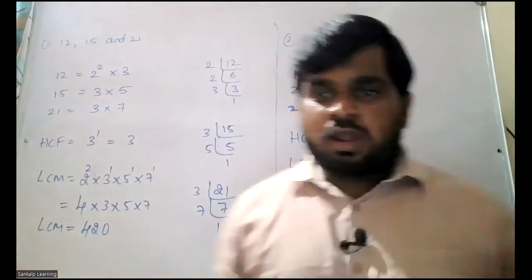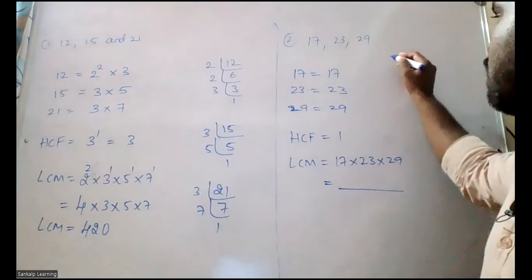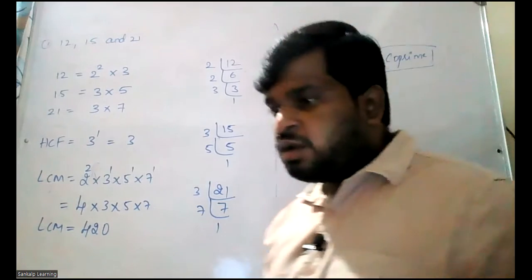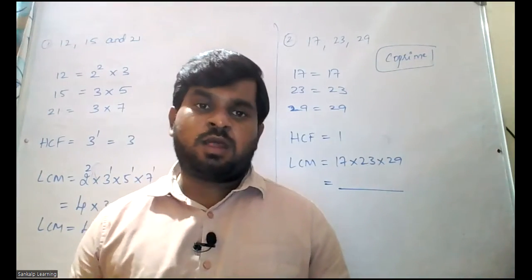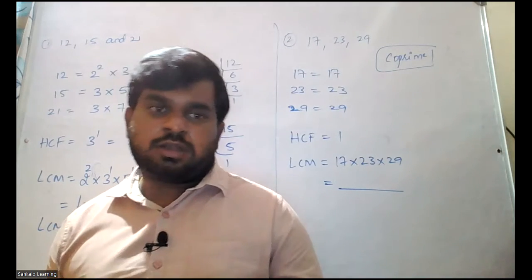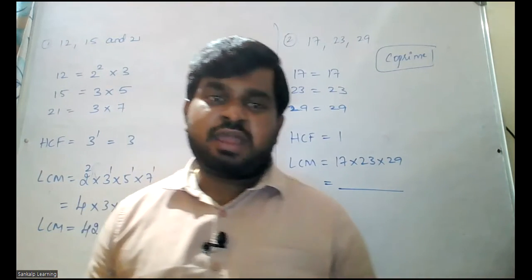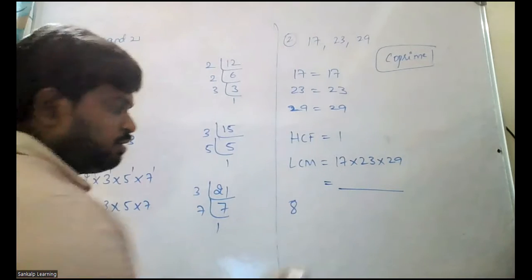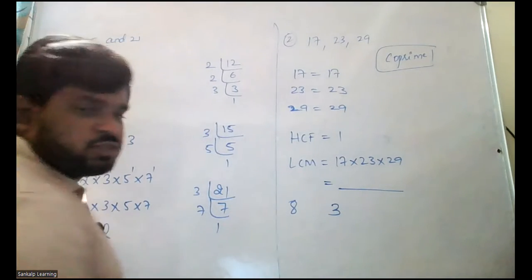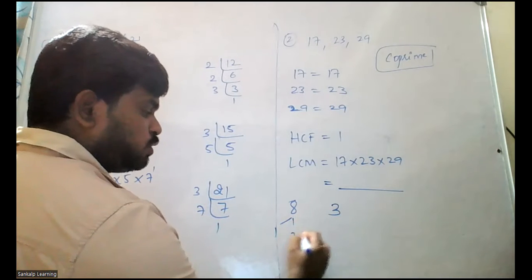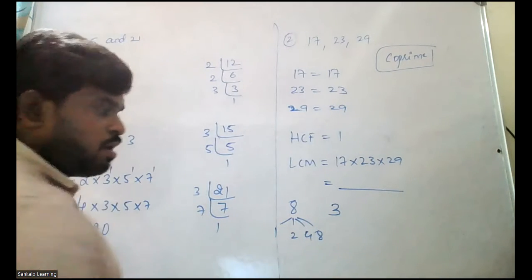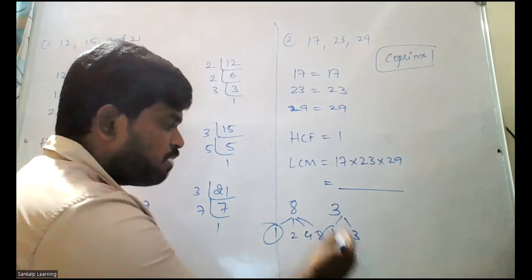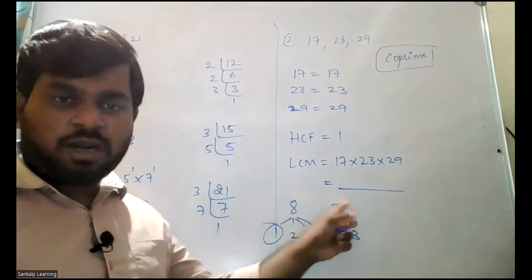Okay. Here, I would like to introduce a new word known as coprime. A very, very important word. Two numbers are said to be coprime if they don't have any common factor. For example, let's take 8 and 3. What are the factors of 8? The factors of 8 are 1, 2, 4 and 8 itself. The factors of 3 are 1 and 3 itself. Now, what are the common factors among them? The only common factor is 1. So, these two numbers are called coprimes.